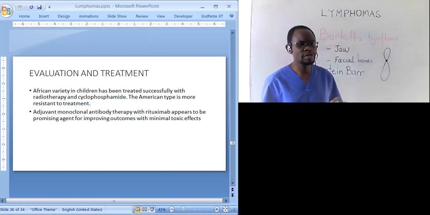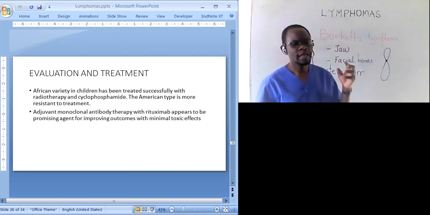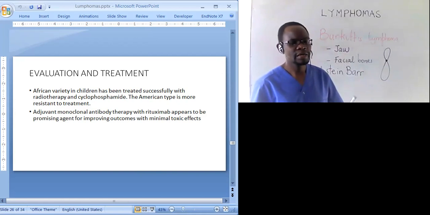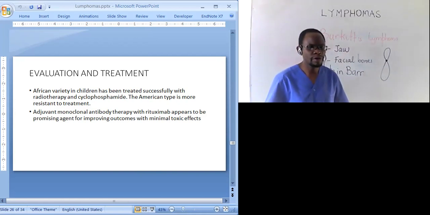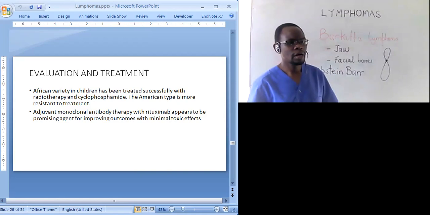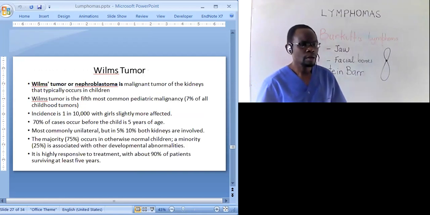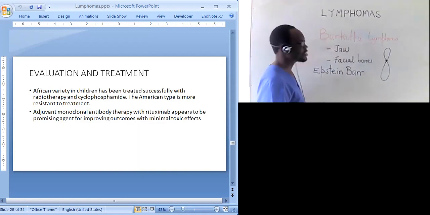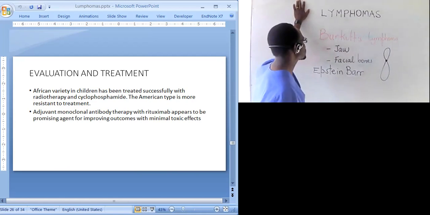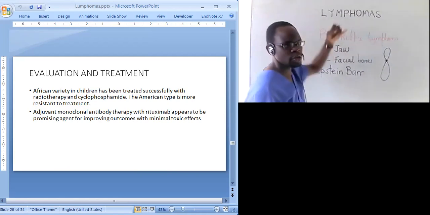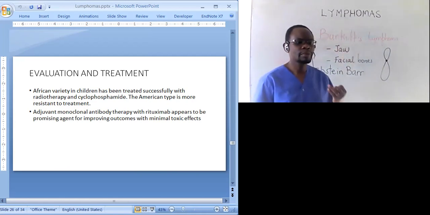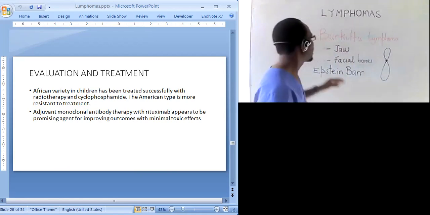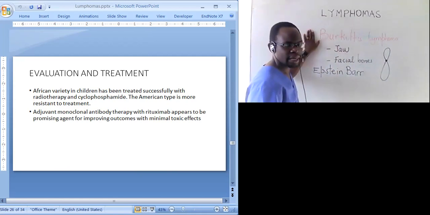Now, we don't have that. In Uganda here, what we usually use is radiation and chemotherapy, specifically cyclophosphamide. All right, so basically that has been it about lymphomas. We talked about Hodgkin's lymphoma, non-Hodgkin's lymphoma, and Burkitt's lymphoma.